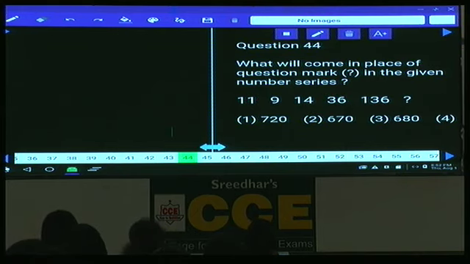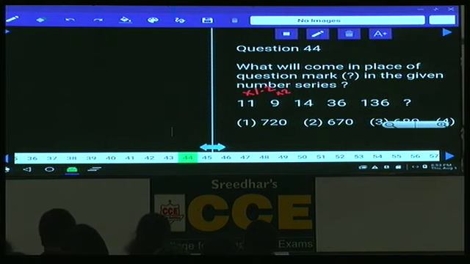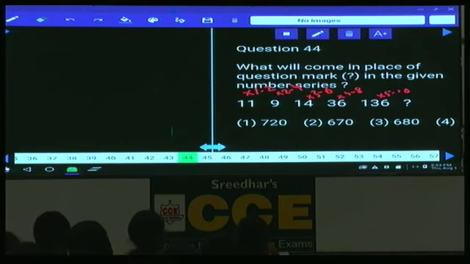Then 44. Now in this 44, 11 and 9. 11 into 1 minus 2, 9 into 2 minus 4, into 3 minus 6, into 4 minus 8, 144 minus 10, into 5 minus 10. 136 into 5, how much? 680. 680 minus 10, 670, that is choice 1.